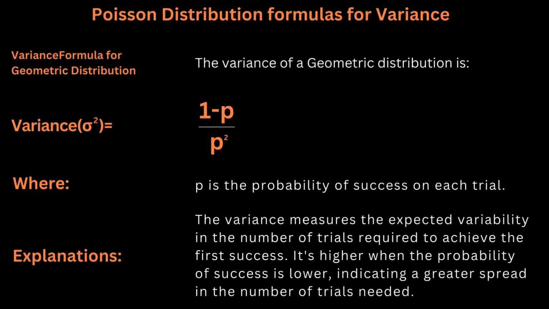the first success. The variance formula: the variance of a geometric distribution is 1 minus p divided by p square. p is the same, which is probability of success on each trial. The variance measures the expected variability in the number of trials required to achieve the first success. It's higher when probability of success is lower because mean equal to 1 by p, and in the denominator you can see there is p square in variance. So it's higher when probability of success is lower, indicating a greater spread in number of trials needed.